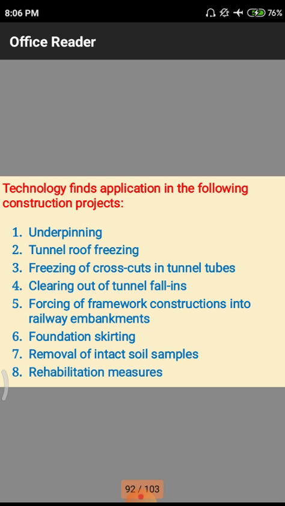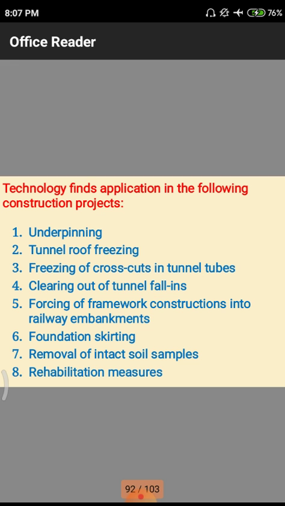Next one, freezing of cross cuts in tunnel tubes. That means if there are junctions crossing each other, normally we observe junctions in road networks. Likewise in tunnels we also have to observe these cross sections, and especially at those cross sections there may be huge amounts of losses and some flow of water. To arrest that flow of water and losses, we have to use these freezing techniques.